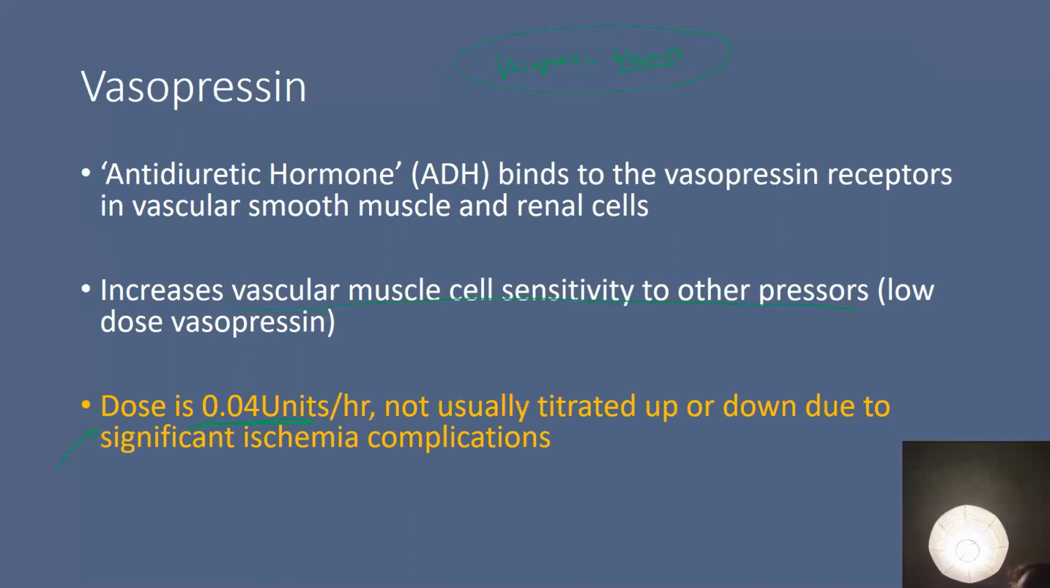So there was a vast study that looked at continuously infusing vasopressin with norepinephrine. So vaso plus norepi versus just norepinephrine alone. And it found that this group up here had lower overall norepinephrine doses than this group. And so the postulation was that vasopressin was acting synergistically with norepinephrine, just at that fixed dose.